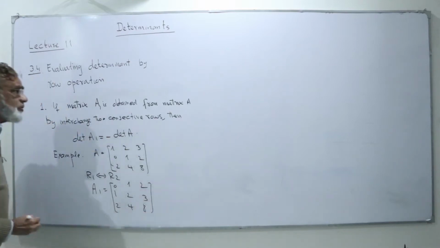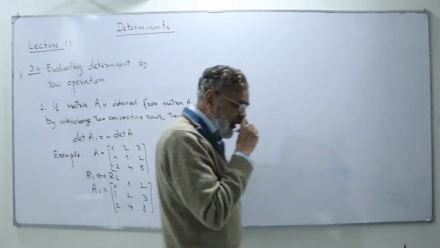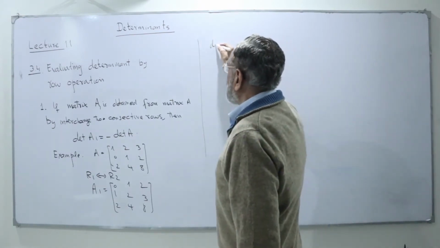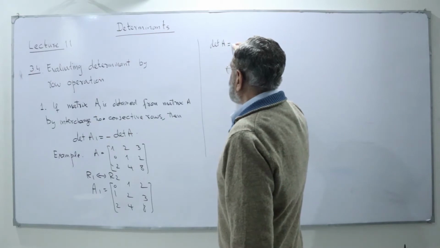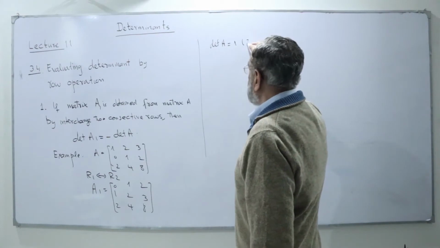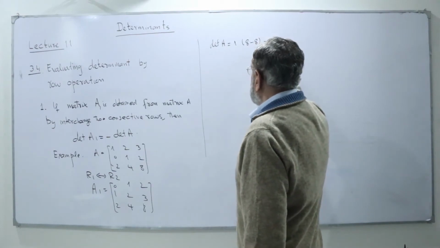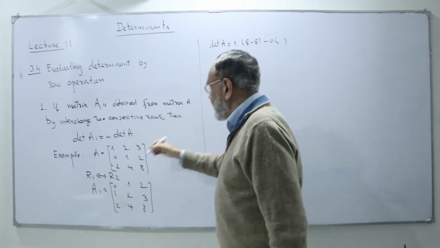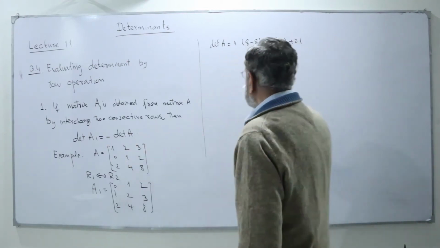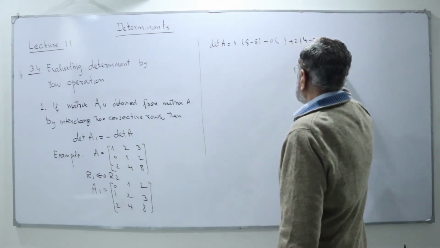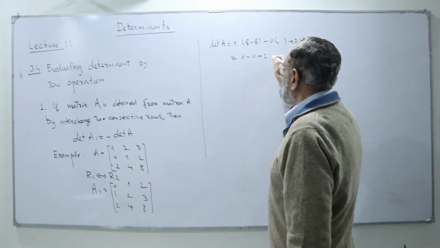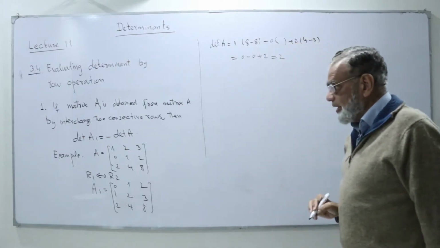Now we check the determinant of both of them. We find determinant of A and determinant of A1. When I find determinant of A, I open from the first column. So is 1 into cofactor, is 1 into 8, minus 8, then is minus 0, then with 2, plus 2 into cofactor. The cofactor is 4 minus 3. I get the result. This will be 0 minus 0 plus 2. The value is equal to 2 for matrix A.